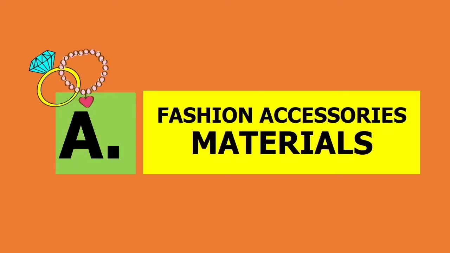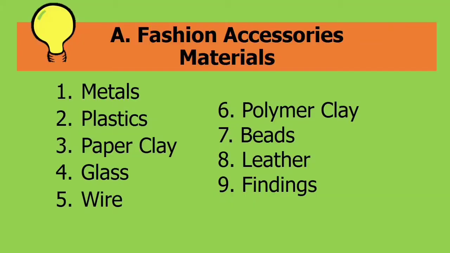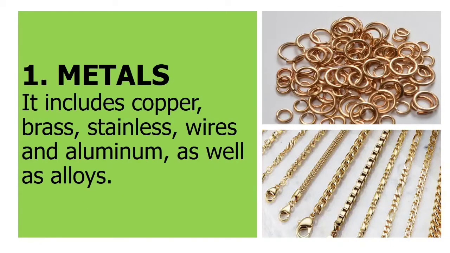At this point, let's discuss the different fashion accessories materials. So we have 9. So let's start. So what are those fashion accessories materials? We have metals, plastics, paper clay, glass, wire, polymer clay, beads, leather, and findings. For the metals, these include copper, brass, stainless, wires, and aluminum, as well as alloys.